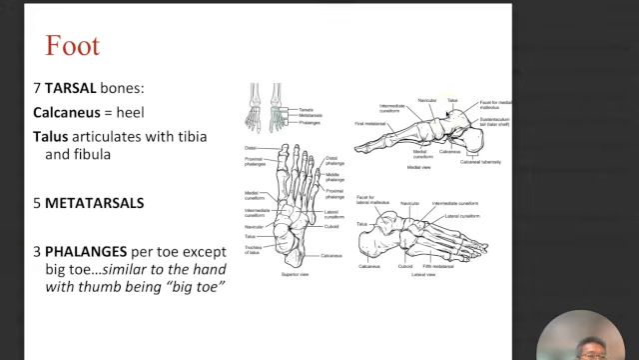Gotta remember the tarsal bones. And here's the top view. Here's the calcaneus, which is your heel bone. And because these are called tarsals, these are called metatarsals. And in the wrist, these bones here are called the carpals, and these will be called metacarpals in the wrist.